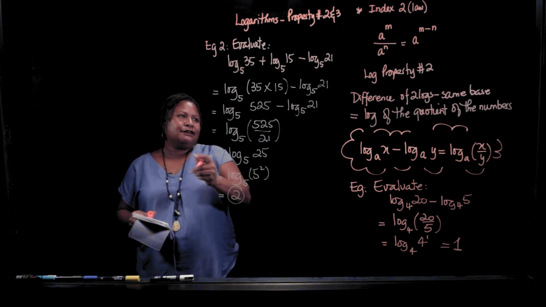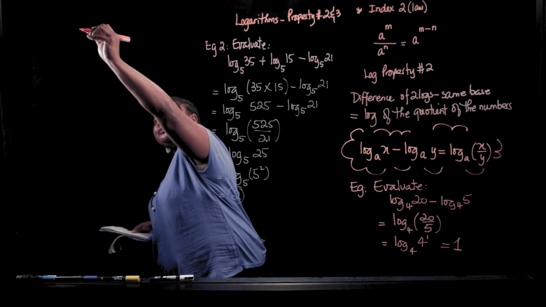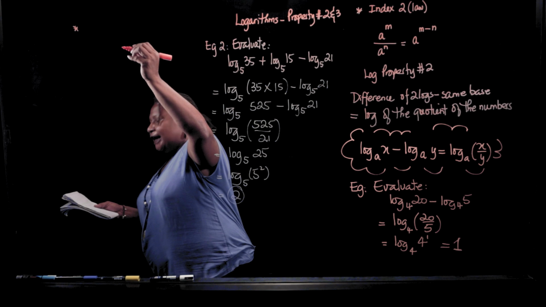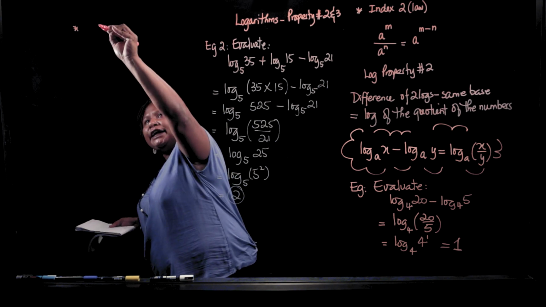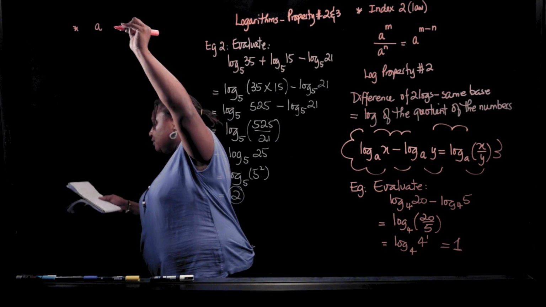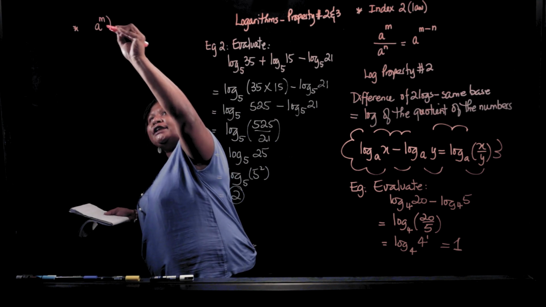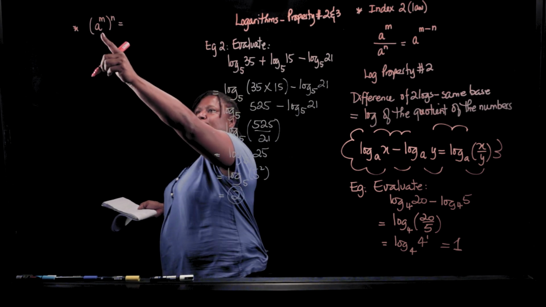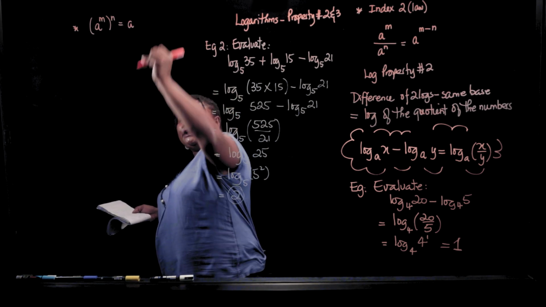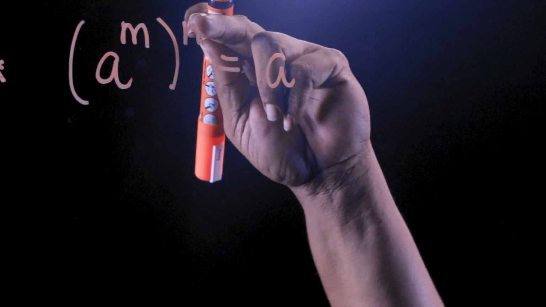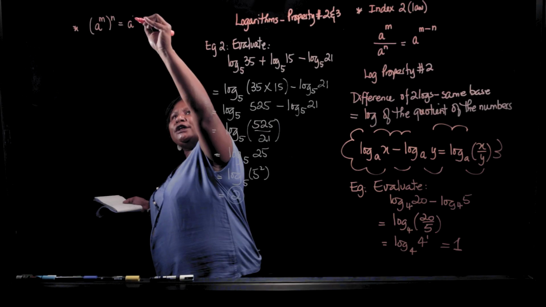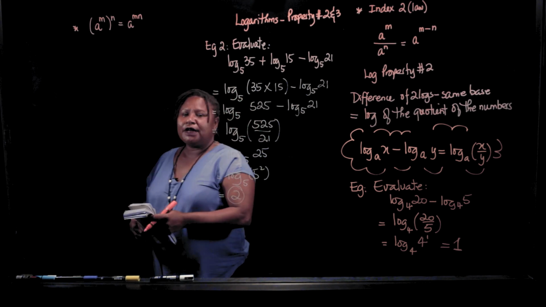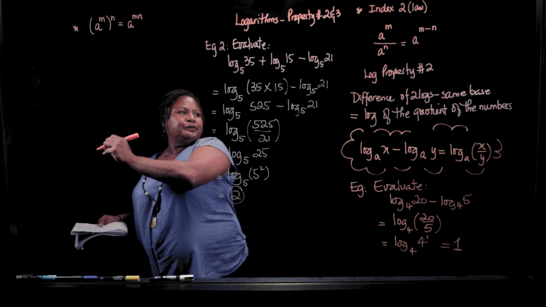Property number 3. Okay, again we are going to just touch on the index law first, where we have powers of powers. If I have an index function of a to the power of m, and this is raised to the power of n, we have multiplication here. A to the power of m raised to the power of n will be equal to a to the power of mn.